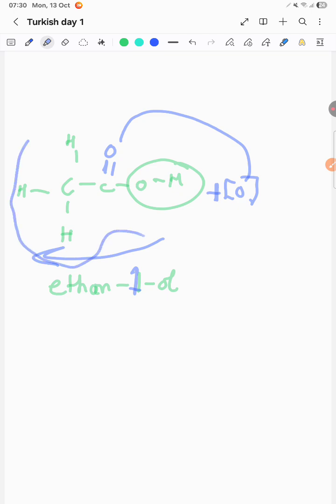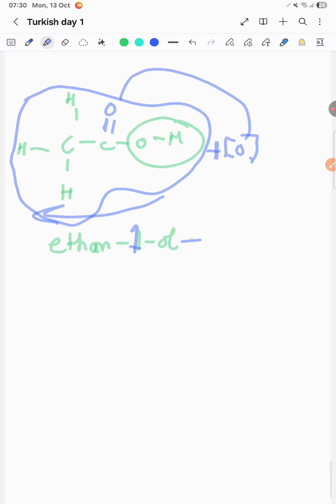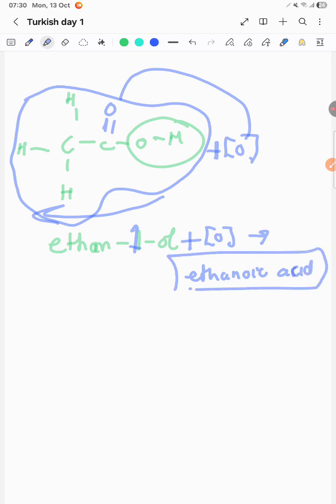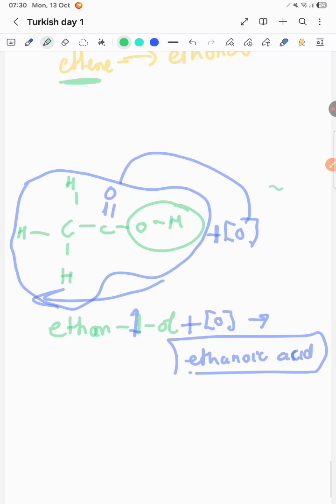And what have you formed instead now? You formed a carboxylic acid. So from ethanol, by oxidation, you form ethanoic acid. I hope that makes sense. So what's the oxidizing agent, what we use to oxidize? The agent is acidified. Please note, it must be acidified.